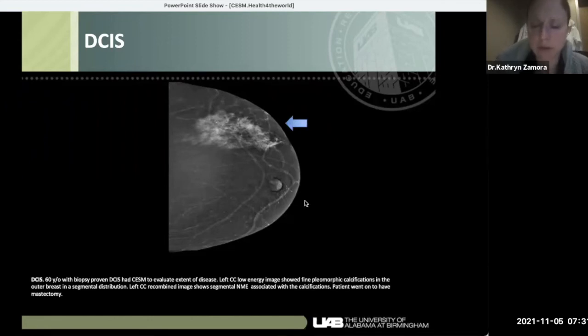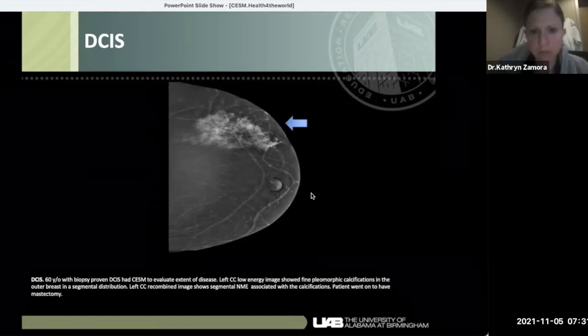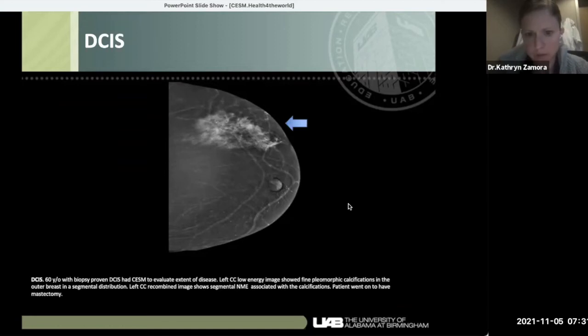And you can see that the rest of the breast is very quiet. However, she did end up going to mastectomy because of the extent of disease in the lateral breast.